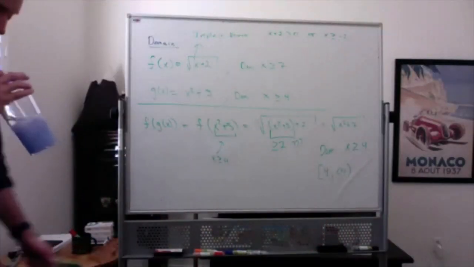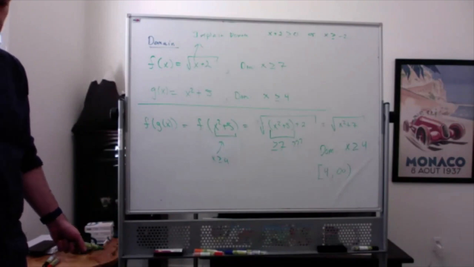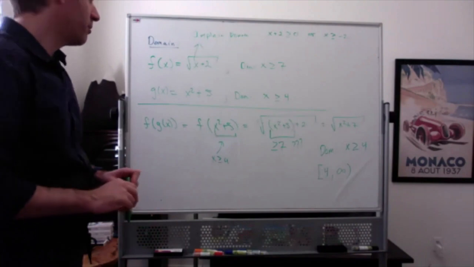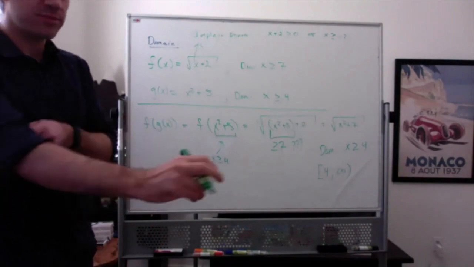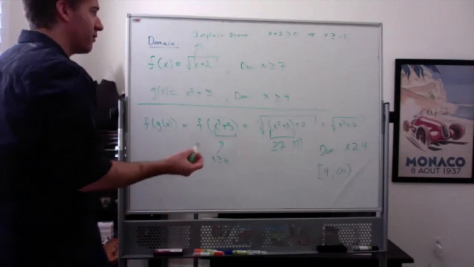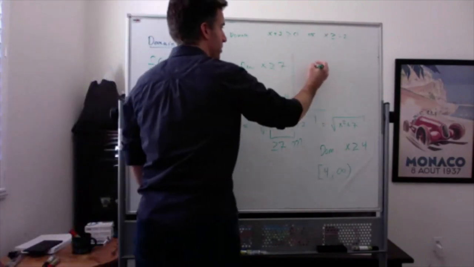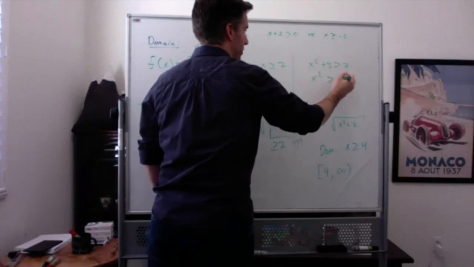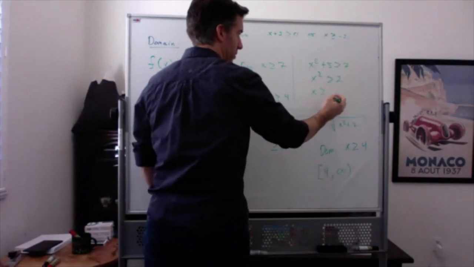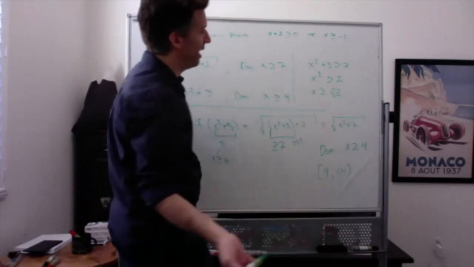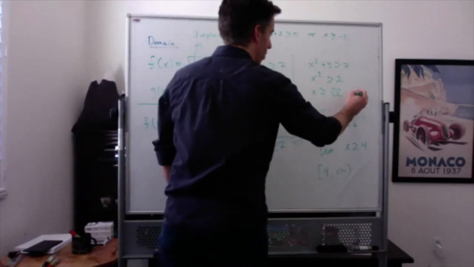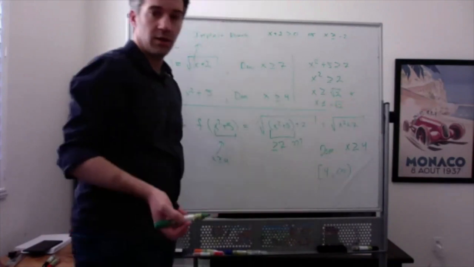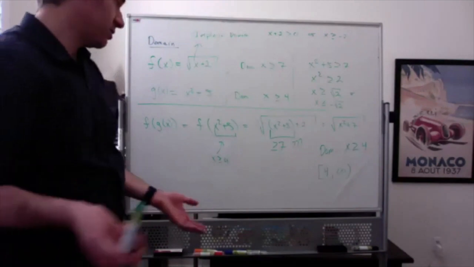I have a question. Yeah. Why wouldn't you solve for x squared plus 5 is greater than or equal to 7? That's a good question. I guess we could. I guess I didn't think about doing it that way. If we did that, x squared plus 5 greater than or equal to 7, x squared greater than or equal to 2, x greater than or equal to the square root of 2. Technically, x is greater than or equal to the square root of 2, or x is less than or equal to the negative square root of 2. So that's actually a perfectly good idea.